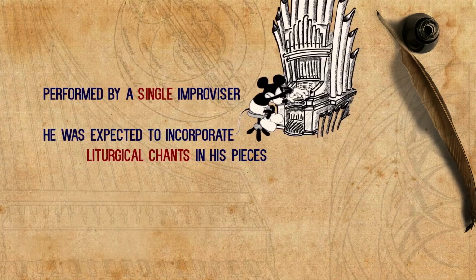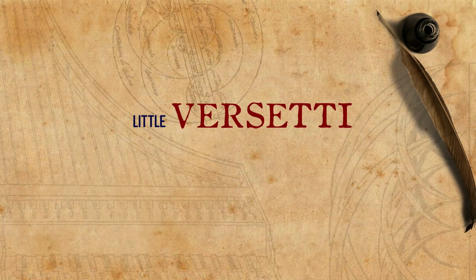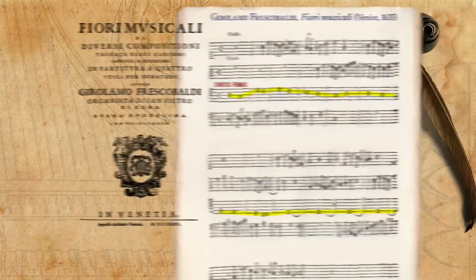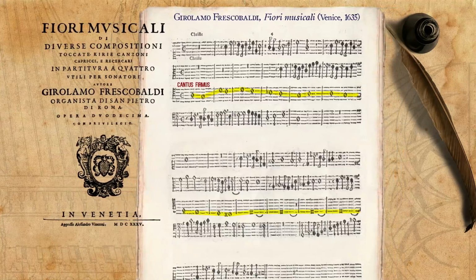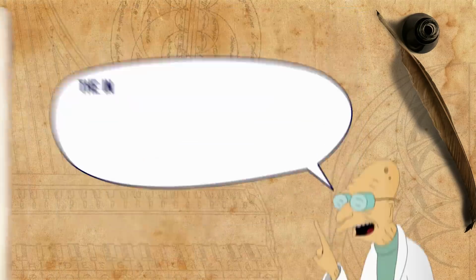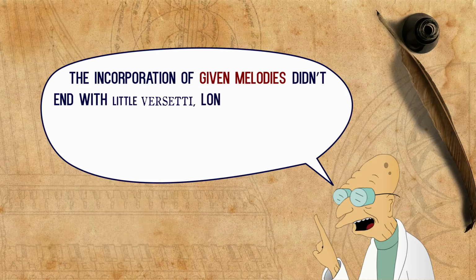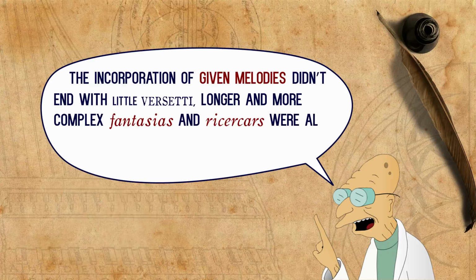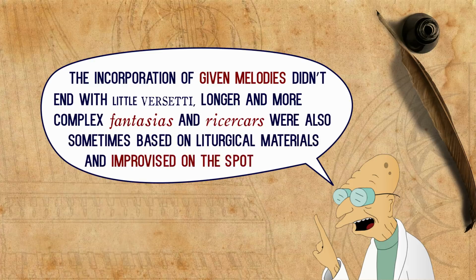This included little versetti, that according to surviving examples could be in different styles, but often involving imitation. At this point, it is hard not to mention Frescobaldi once again, with his beautiful versetti from Fiori Musicali. But the incorporation of given melodies didn't end with little versetti. Longer and more complex fantasias and ricercars were also sometimes based on liturgical materials and improvised on the spot.